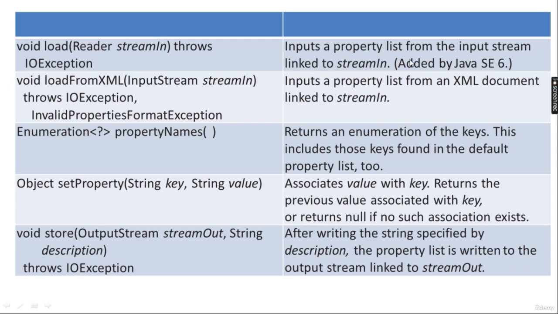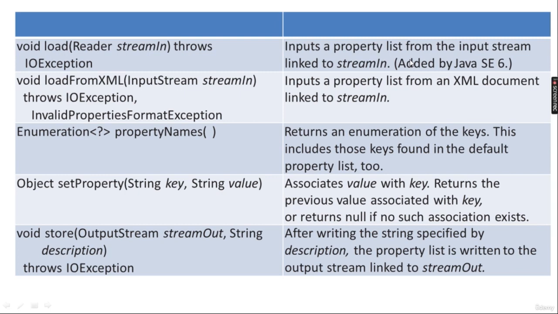This includes those keys found in the default property list too. Object setProperty(String key, String value) associates a value with the key. It returns the previous value associated with the key, or returns null if no such association exists.